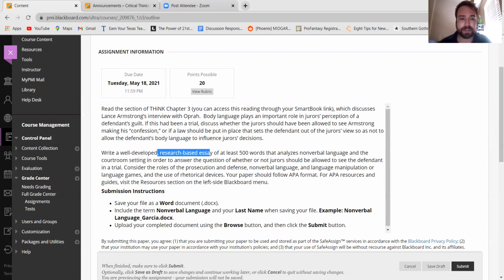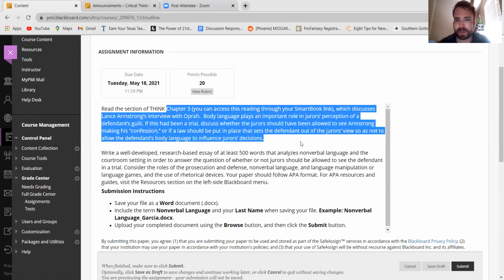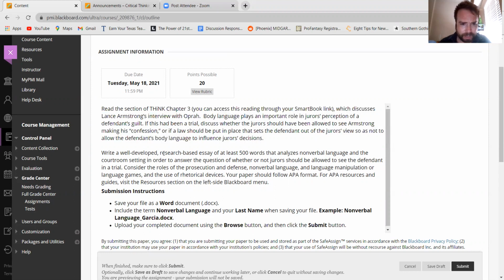in a trial. Okay, so this is your main prompt. The Lance Armstrong thing is to kind of get you thinking about nonverbal language and body language. If you don't know what I'm talking about, it's in the Smart Book. You can look it up on YouTube as well. Lance Armstrong did an interview with Oprah where his body language and his verbal language were telling very different stories.